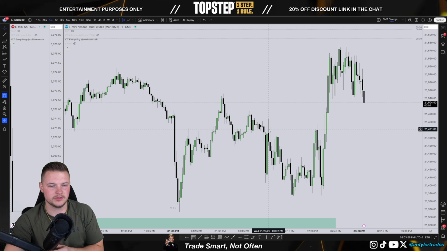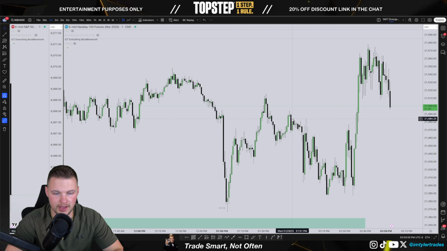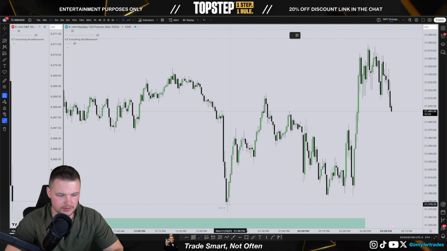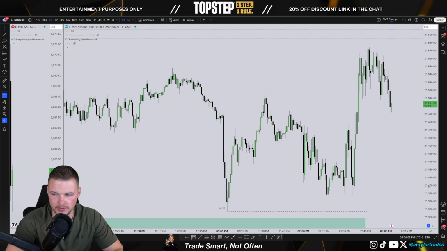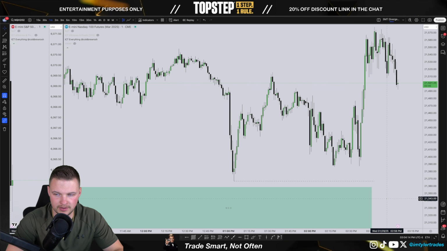So just to break down the thought process here, prior to the Fed funds release, we did see price make an abrupt move lower and put in this low, right above some inefficiency. This fair value gap here is from a 15-minute time frame.